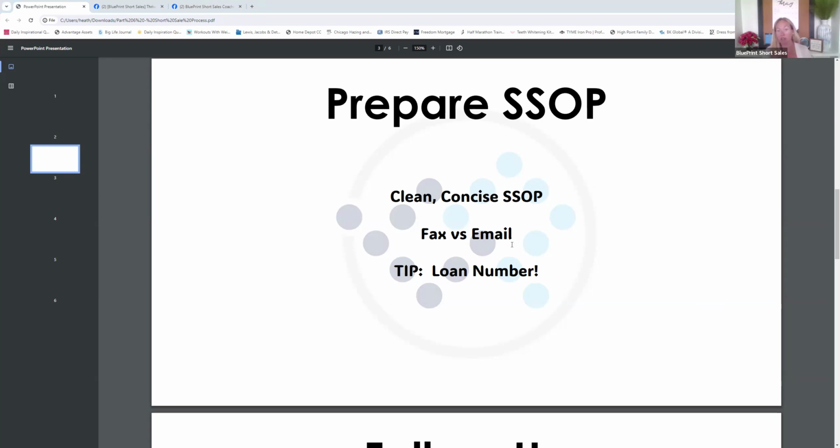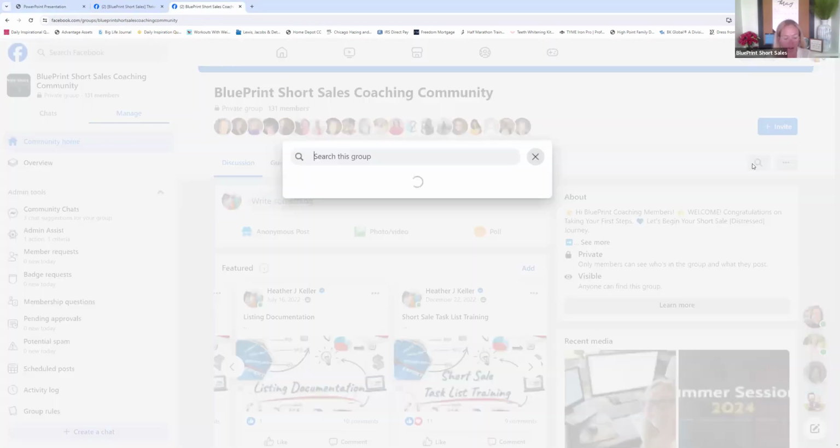Fax versus email. So that's where this lender contact sheet comes in. Let me see if I can find it.